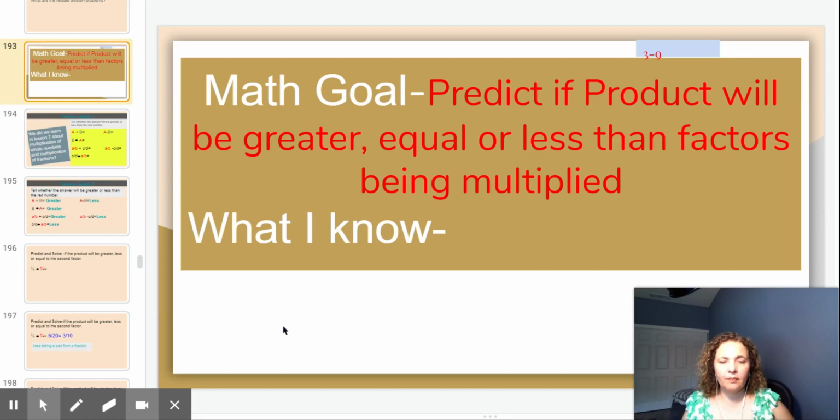All right, so our math goal is to predict if the product of our multiplication of fractions will be greater, equal, or less than the factors that are being multiplied. So we did a little bit of this in lesson 3-7, a couple of lessons ago. So write down what you remember about if our answers will be greater, equal, or less than the factors being multiplied, then come back to me.